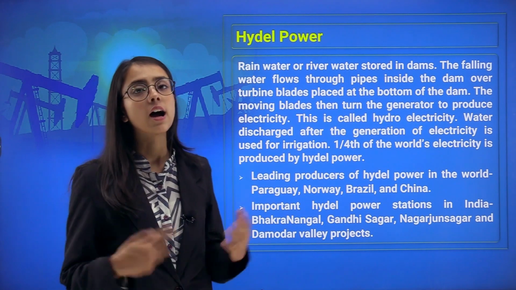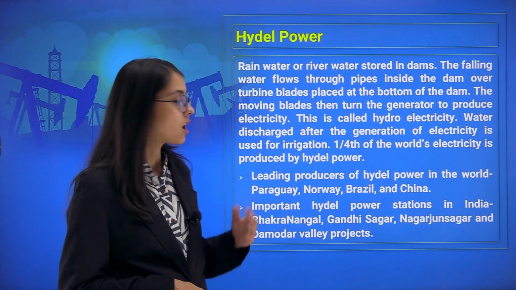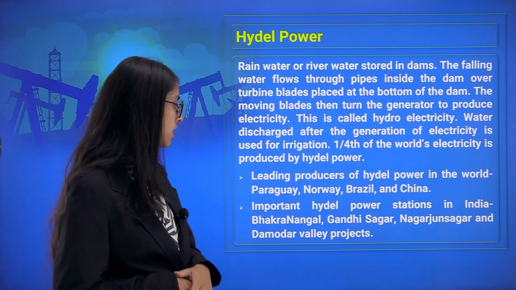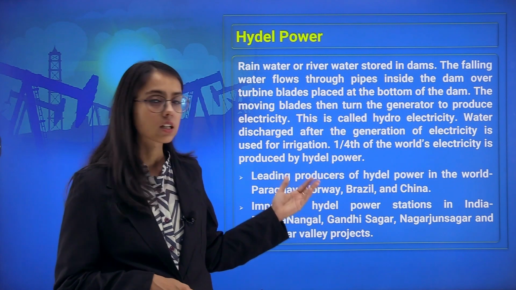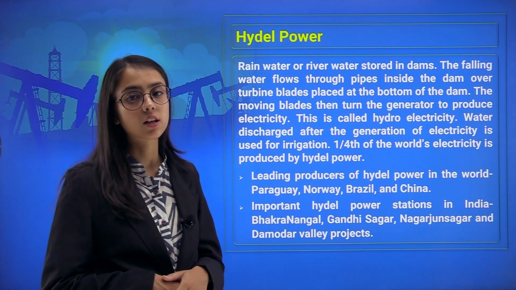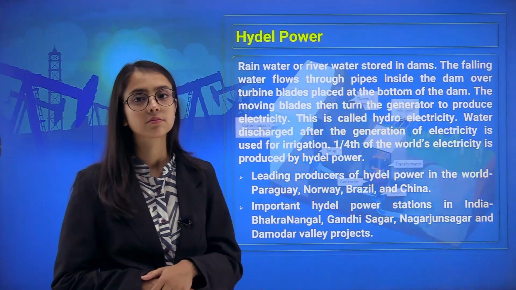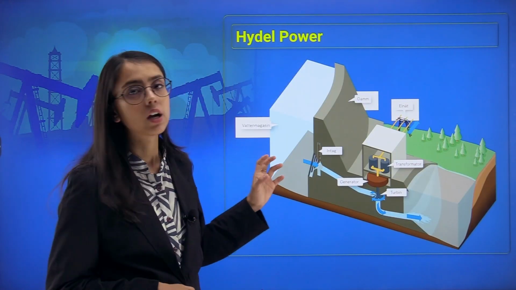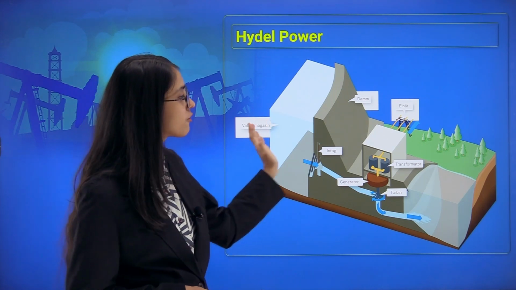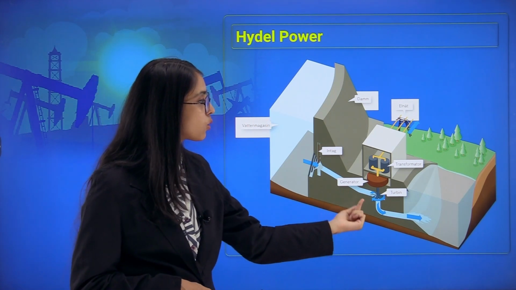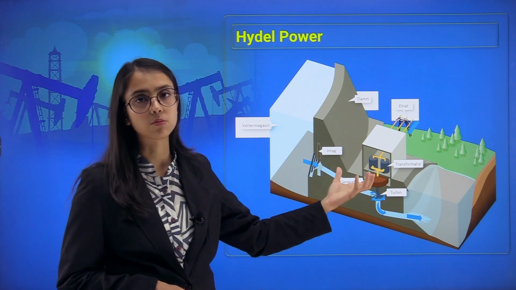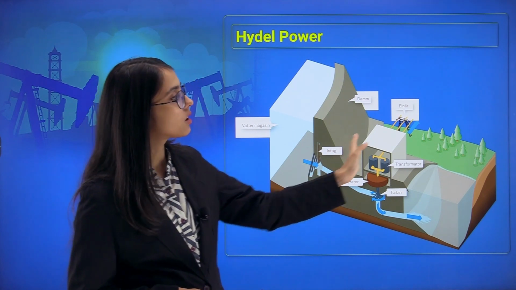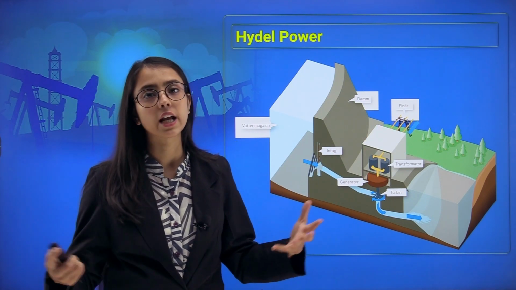Leading producers of hydel or hydroelectricity are Paraguay, Norway, Brazil and China. Important stations in India are Bhakra Nangal Dam, Gandhi Sagar, Nagarjuna Sagar, Damodar Valley projects. Now, this is a diagram which shows us how it works. The water flows and the turbine starts to rotate, and this is a generator which transforms the power into electricity. This electricity is then dispersed towards the city through a connection of wires.